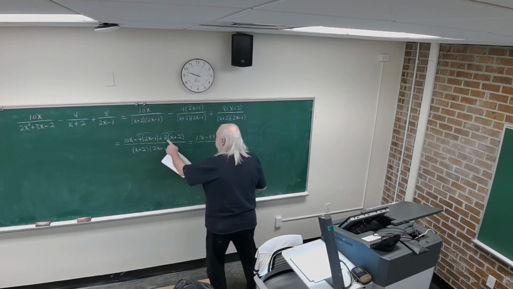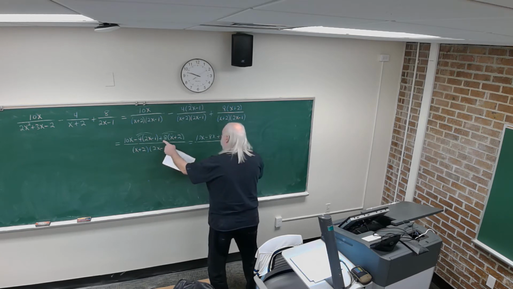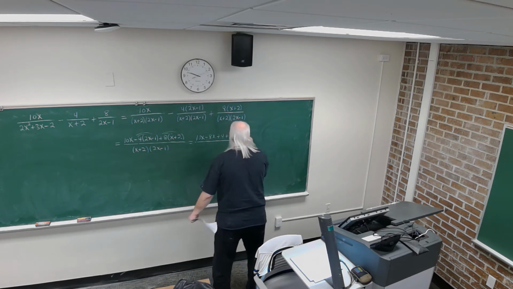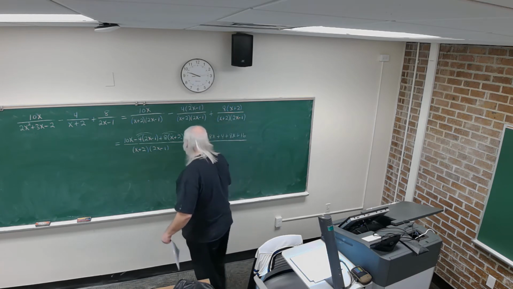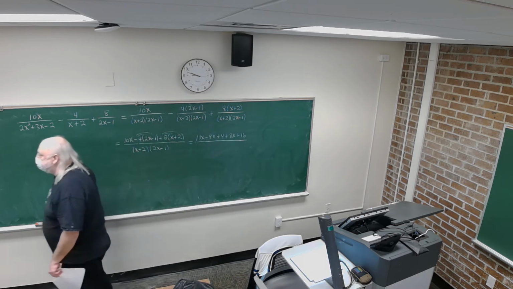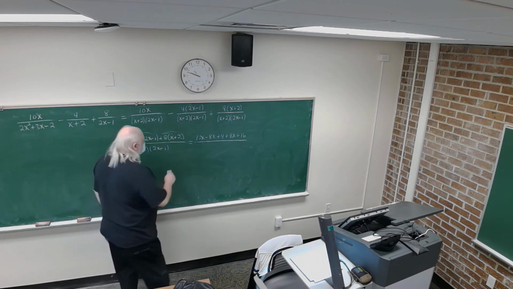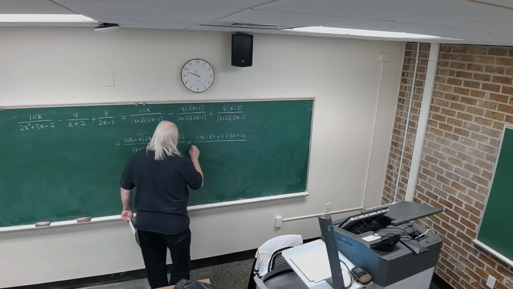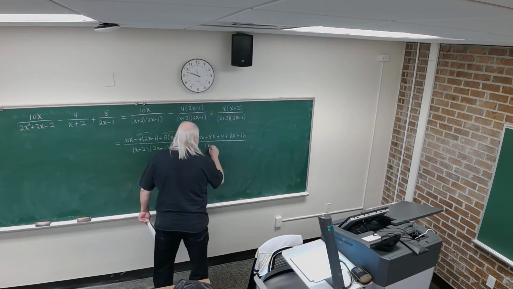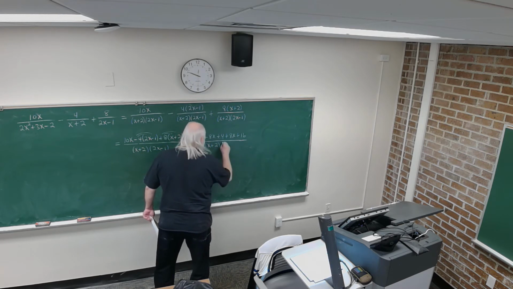Then when we distribute the 8 inside the parentheses here, 8 times x is 8x, and then 8 times 2 is 16. And that's all over the common denominator, x plus 2 times 2x minus 1.